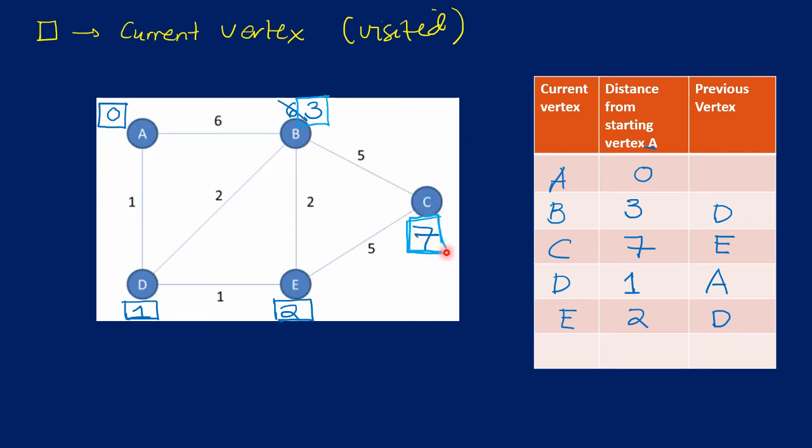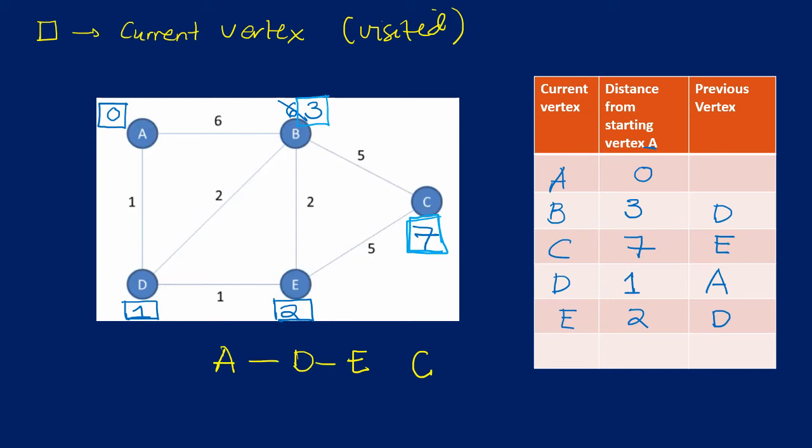However, I will show this to you. For example, what is now that path from A to C of length 7? So what we do is we go backwards. From the table, for C, the previous vertex is E, okay? But from the table, what is the previous vertex of E? D. So we write D. Again, from the column, what is the previous vertex of D? That's A. And that's exactly what we want.